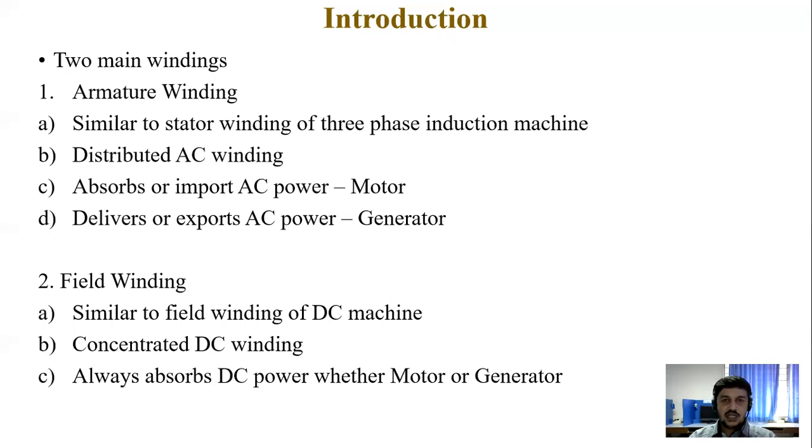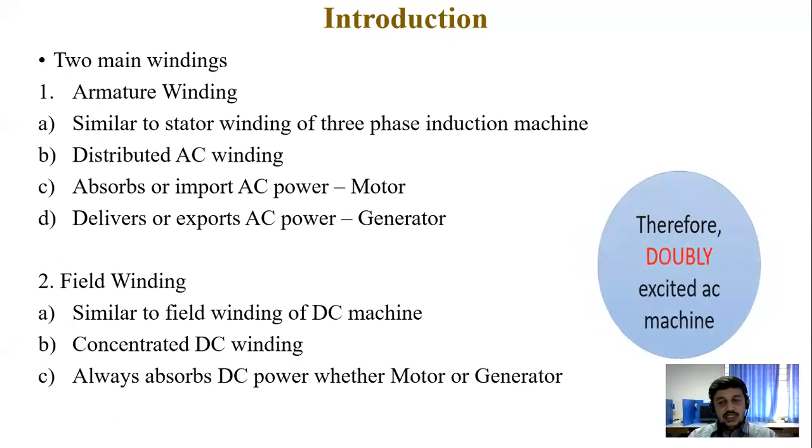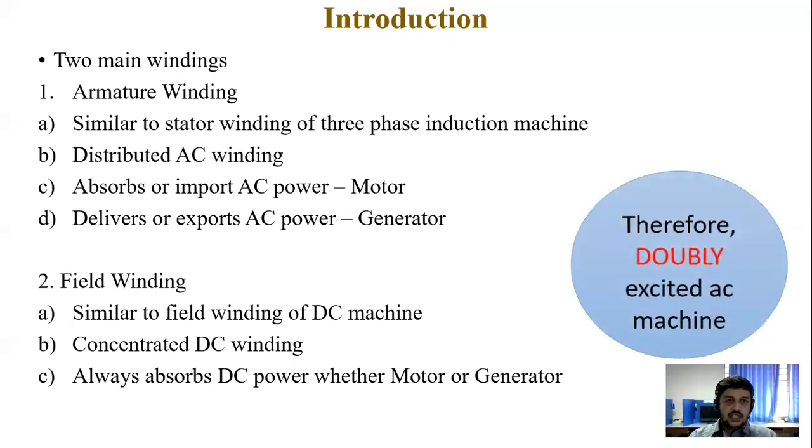The main purpose of this field winding is to produce the required amount of magnetic field for the operation of the synchronous machine. So whatever magnetic field or flux is required for operation of the synchronous machine is generally produced or developed by the field winding. As I have already told, the machine consists of two windings, and those windings are excited with two different supplies.